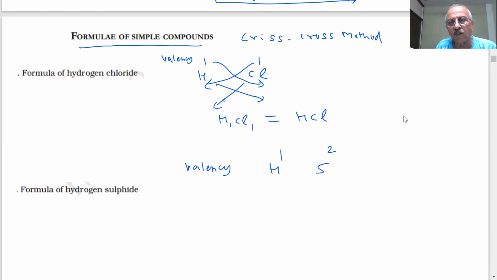This 2 will come here. It will become H2, and this one will go here, with sulfur. It becomes H2S. What do we call this? Crisscross method. What will be the formula then? This comes here, this comes here. Is it clear? Yes, sir. Okay.